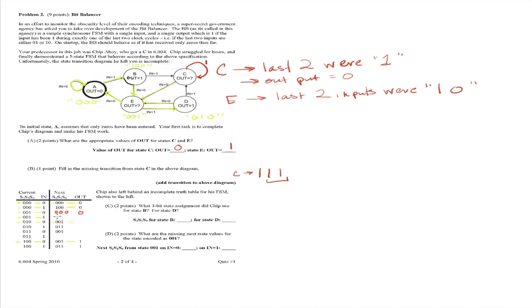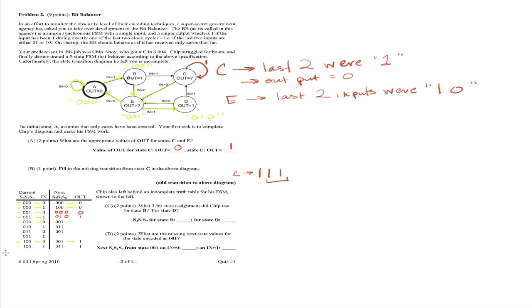So here, this must be 0, 1, 0. Because when E is 0, 0, 1, it goes to 0, 1, 0, which is state D, and the output is 1.